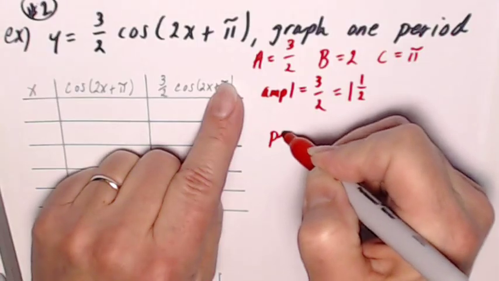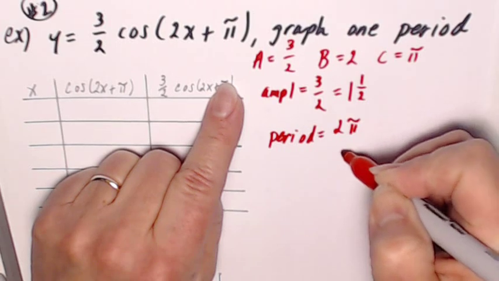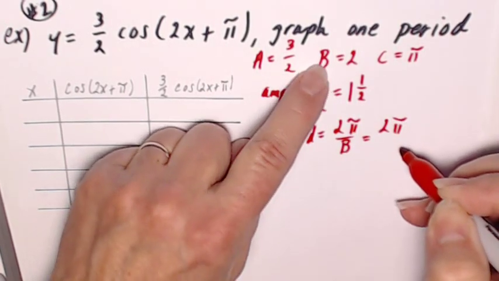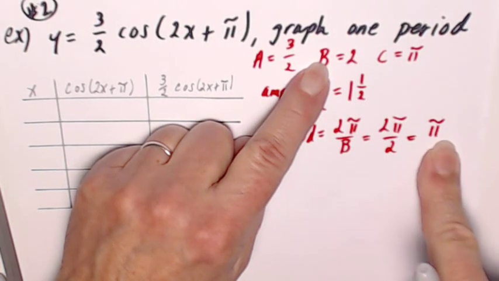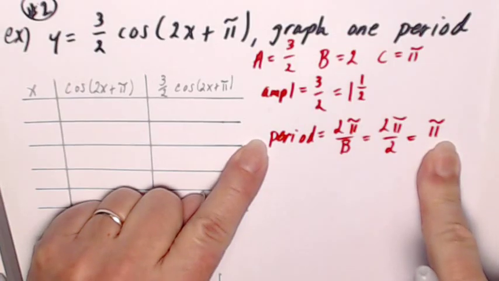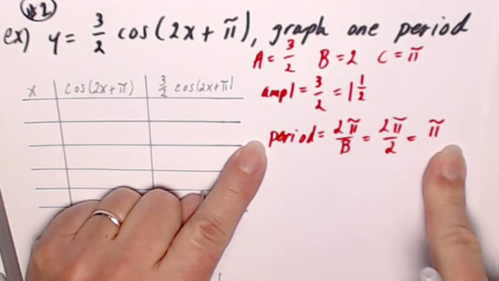Now, our period for cosine is 2 pi over b. In this case, our b is 2, so our period is just pi. So that says where normally in 2 pi at 360 degrees we would just have one complete cycle, now we're going to have 2 because our period is just pi.